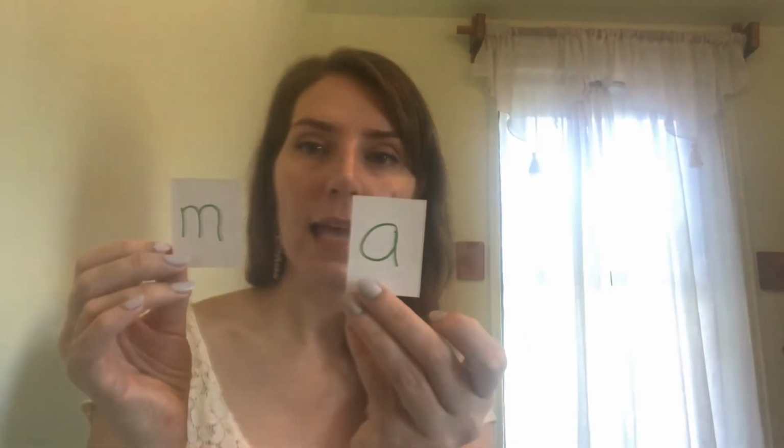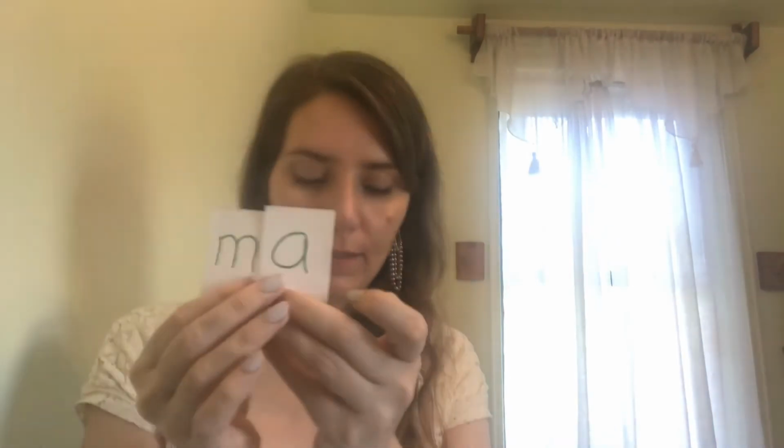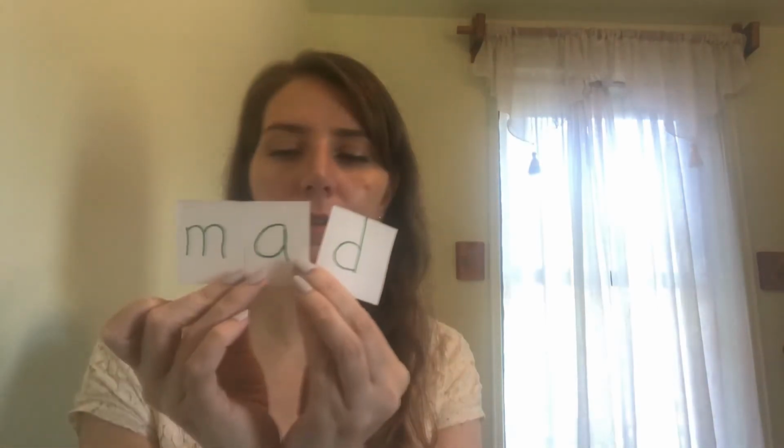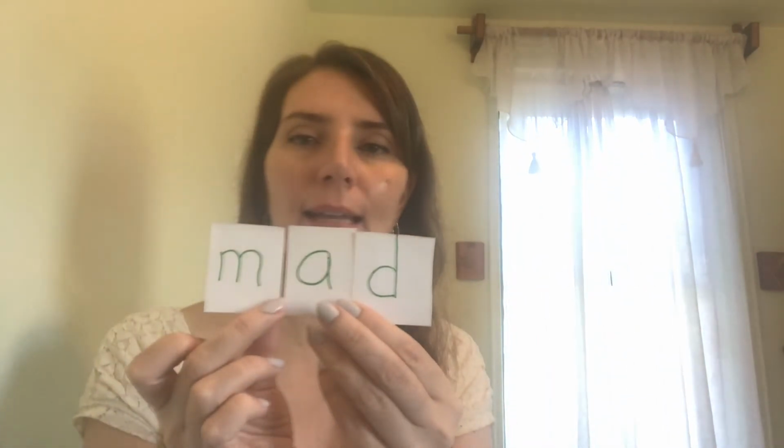Let's talk about this letter. This letter says the sound. So when we see this letter, we say it. This letter says a. So we have a. And then this letter says d. So now we're going to blend those 3 separate sounds. A, d. A, d. How can we blend those together? A, d. Mad. Mad. There we go.